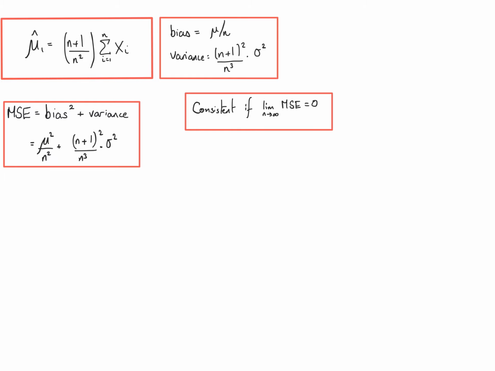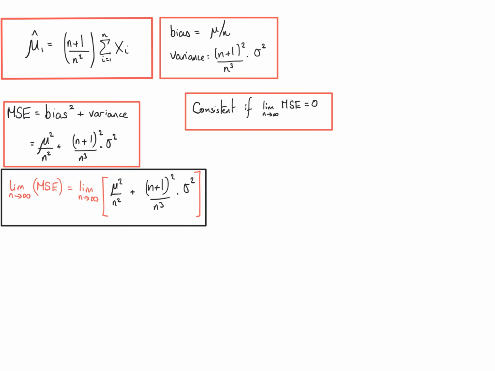So let's examine what happens to our mean square error as the sample size tends towards infinity. So we're taking the limit as n tends towards infinity of our mean square error, which is the same as the limit as n tends towards infinity of mu squared over n squared plus n plus 1 squared over n cubed times sigma squared. Since we're finding the limit of a sum, we can just deal with each part in turn. And let's start by looking at the limit as n tends towards infinity of mu squared over n squared. Now this is some constant times 1 over n squared.